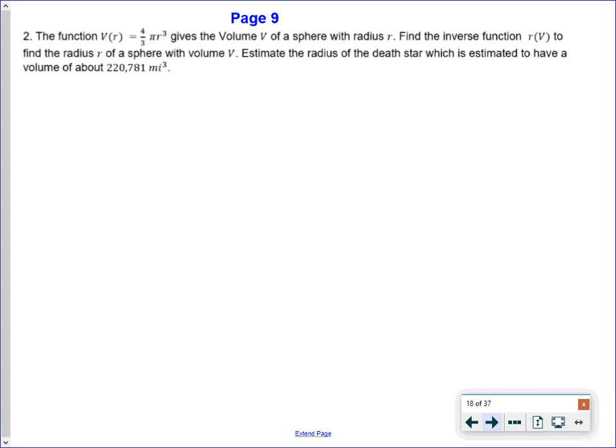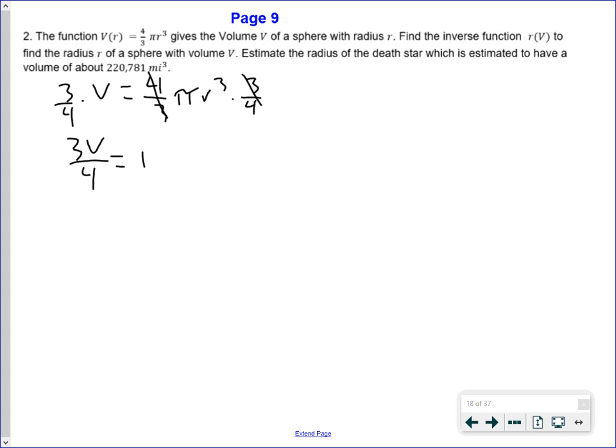220,781 miles cubed. So the very first thing we're always going to do is solve for our inverse. So we have V of r equals 4/3 pi r cubed. But we're actually just going to write V of r as just V, so we can solve it out. So V equals 4/3 pi r cubed, and now we need to solve for r. The very first thing I'm going to do is multiply by the reciprocal of 4 over 3. Since 4 over 3 times 3 over 4 is just 1, these cancel out, and I'm left with 3V over 4 equals pi r cubed.